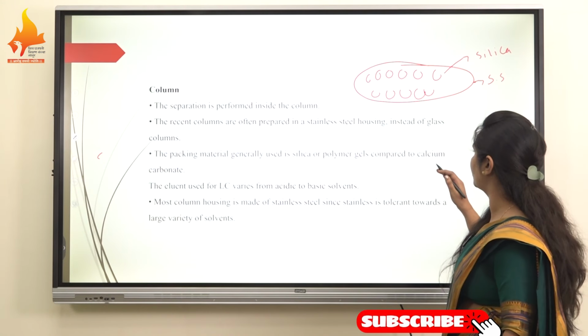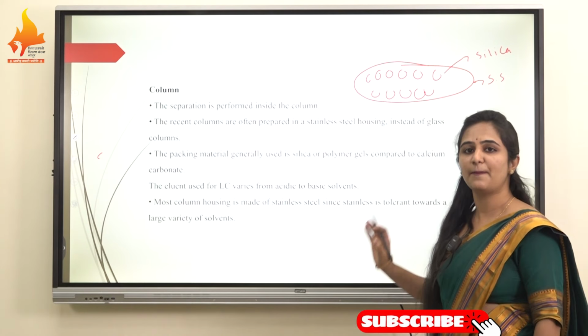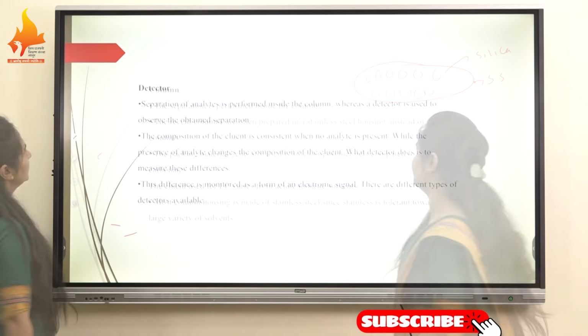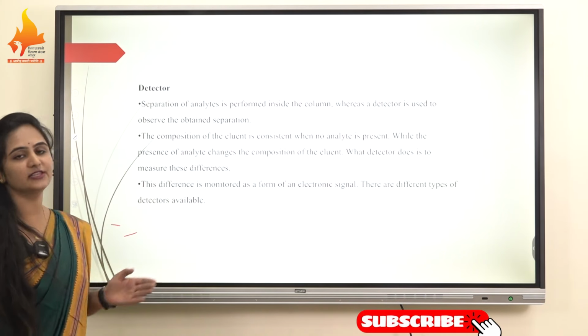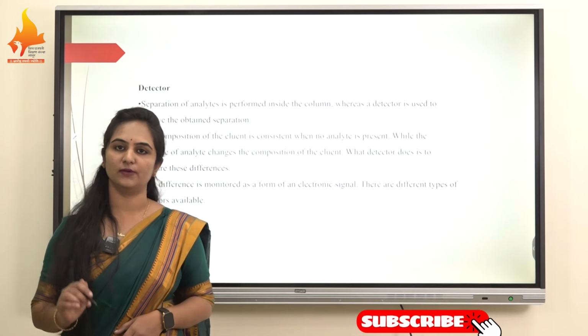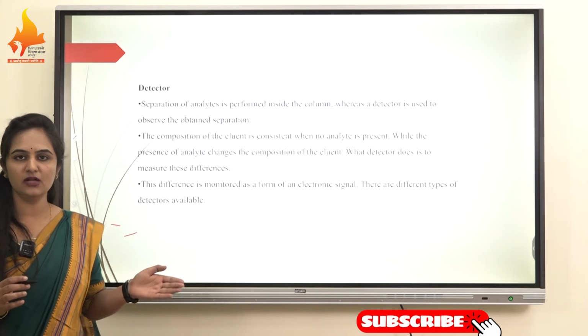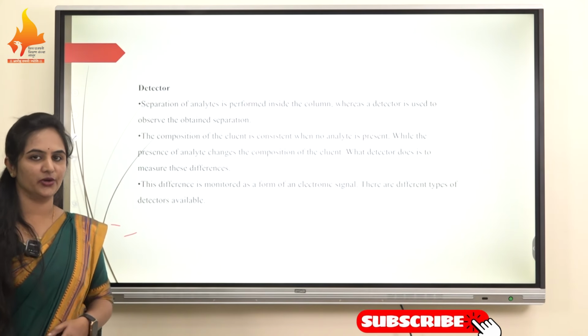Instead of calcium carbonate, we use silica or polymer gel as a packing material in the column. Next is the detector. Separation of analytes is performed inside the column. The detector is used to observe the separation obtained in the column. The detector is attached to the column and used to observe the separation of the components.